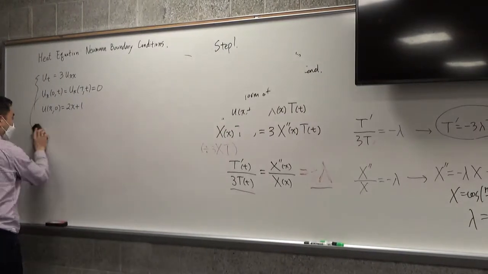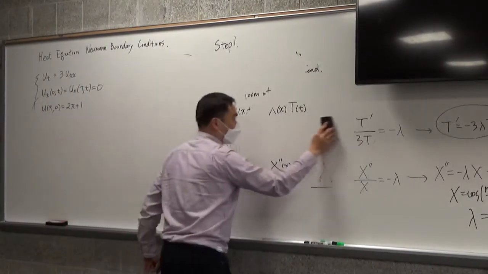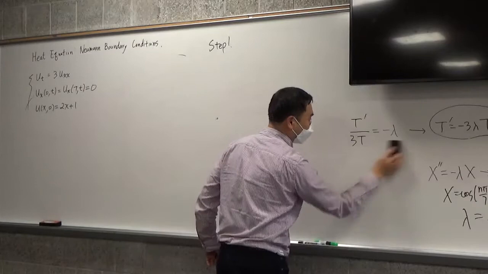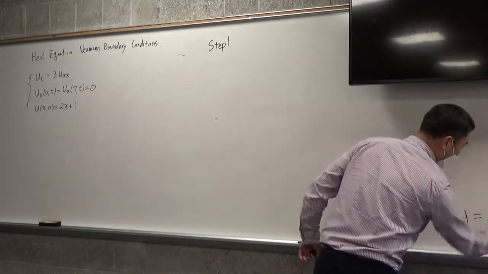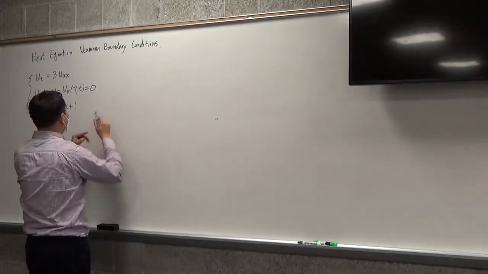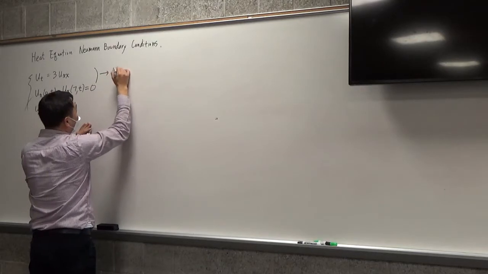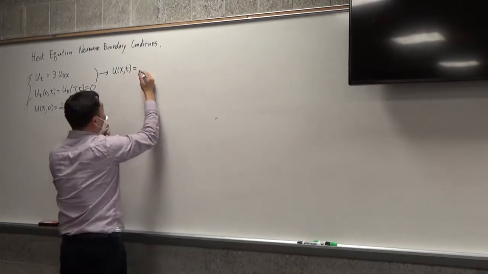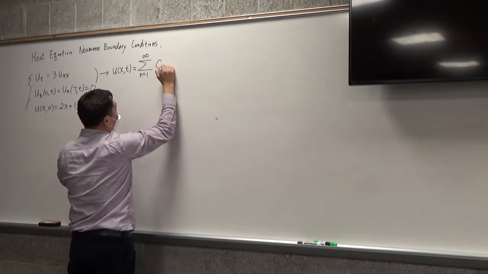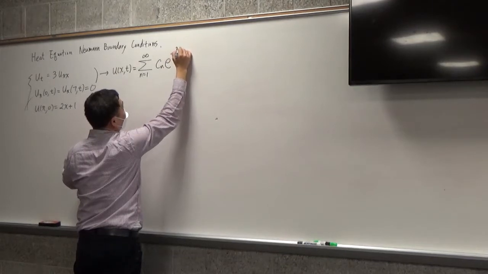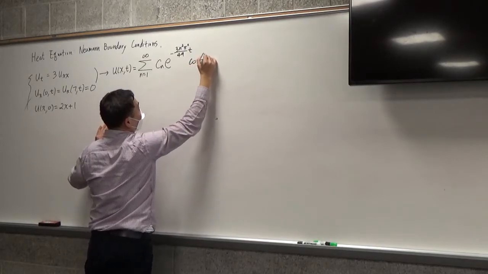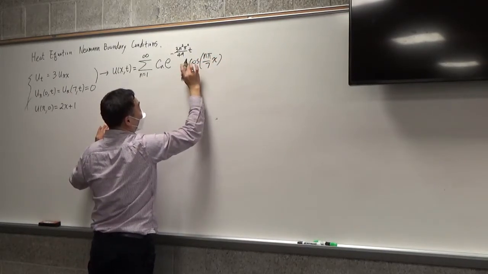And now let's start with step 2. I'm going to write down the result of step 1, and we will proceed to step 2. From step 1, we know that these two have the solution u(x,t) equal to the summation of n equals 1 through infinity of Cn e to the negative 3n squared pi squared over 49 t cosine(n pi over 7 x).